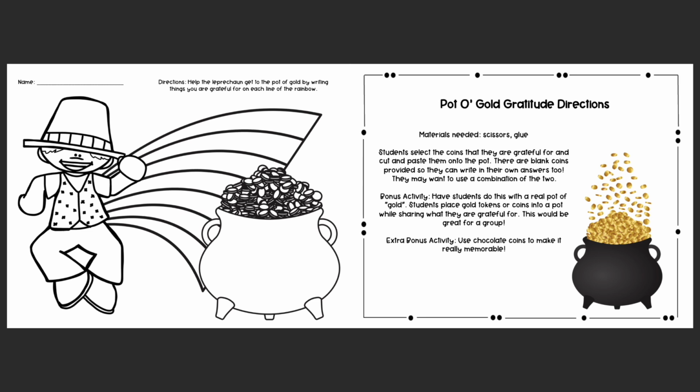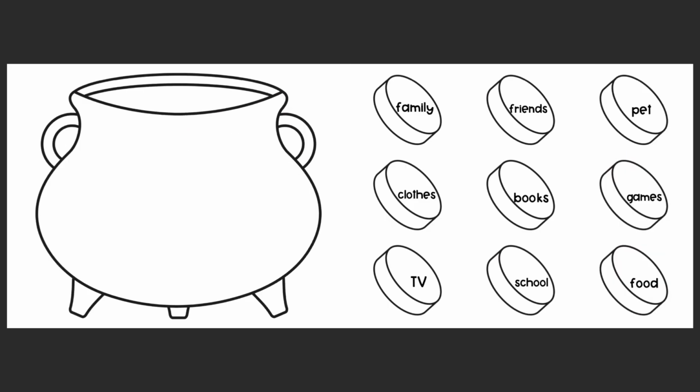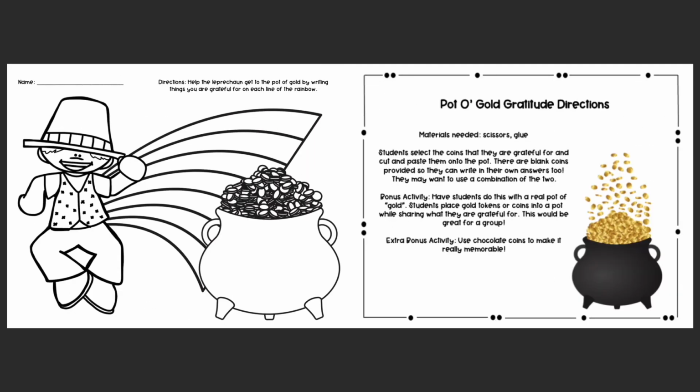And then there is a pot of gold gratitude activity. That's where students are going to write things that they're grateful for on the coins and then cut and paste them onto the pot. There are blank ones they can write in, and then there are also ones that have suggested things here like books, clothes, family, friends.